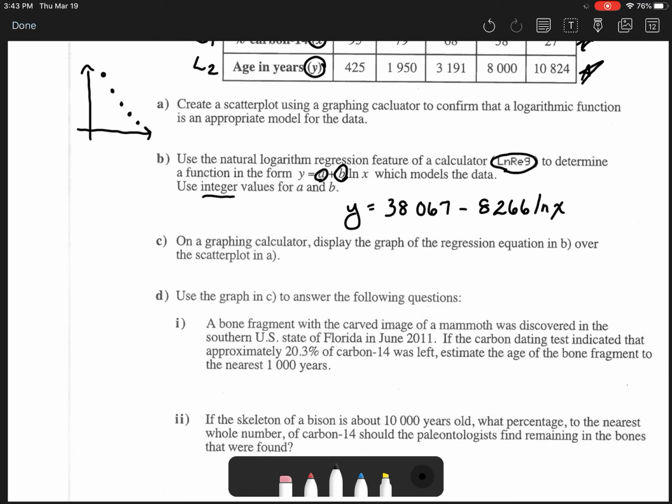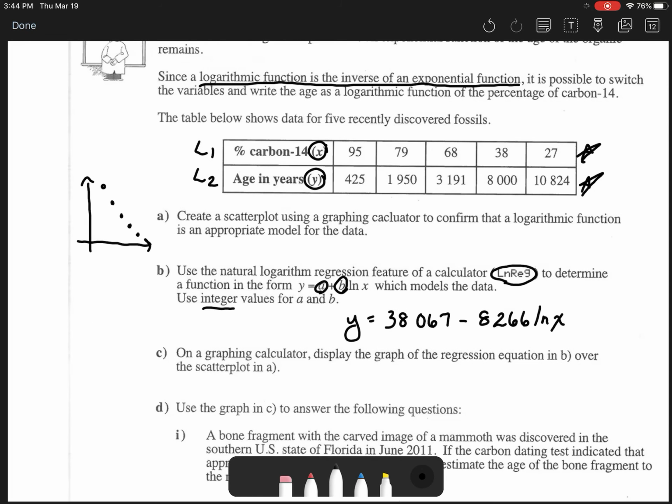Part C says, on the graphing calculator, display the graph of the regression equation in B over the scatter plot in A. So what we want to do from there, or what they're asking us to do from there then, is go back to the plotted points, okay, that we have plotted from list 1 and list 2, which is up here, and have that line of best fit basically be graphed through those points.